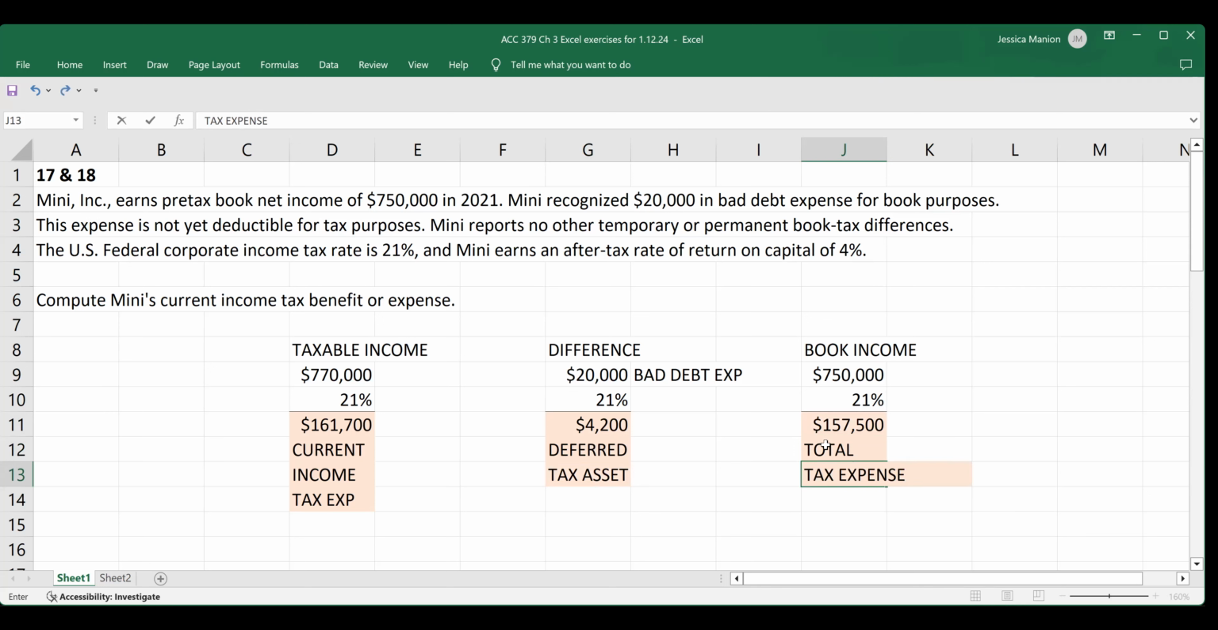Okay. And again, because it's a deferred tax asset, we're paying taxes on it now, and we're going to be able to basically claim that deduction for tax purposes in the future. So it's going to reduce our taxes in the future. So it's a deferred tax asset.